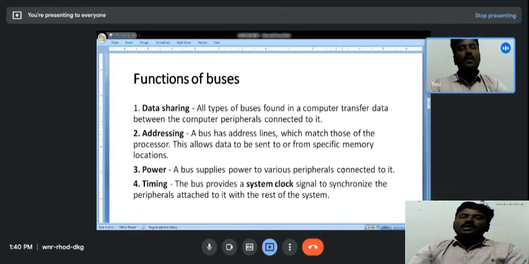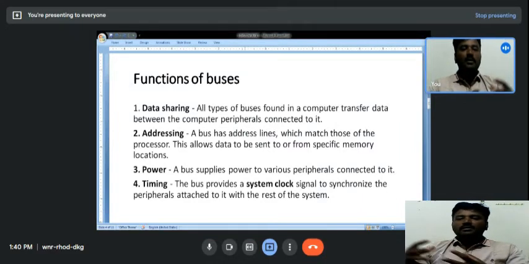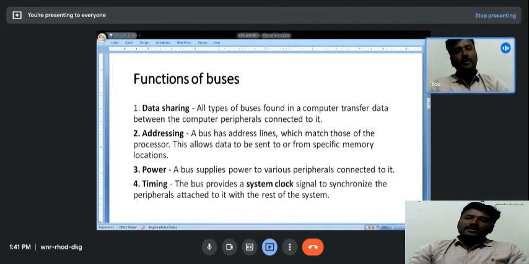So what are the functions of buses? Meanwhile, we should know the different functions of buses. Basically, buses are used for data communication, that is, communication from one part of a system to another part of a system. This communication involves various types of data transfers, for example data sharing. All types of buses found in the computer transfer data from one peripheral device to another, or from peripheral devices to internal parts of certain components of a computer.